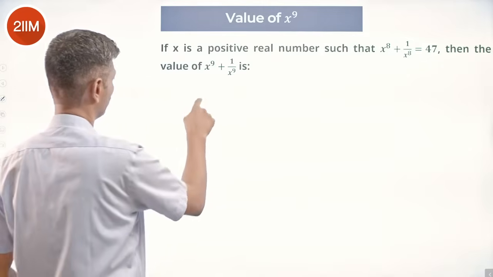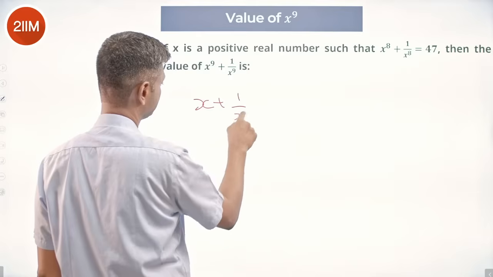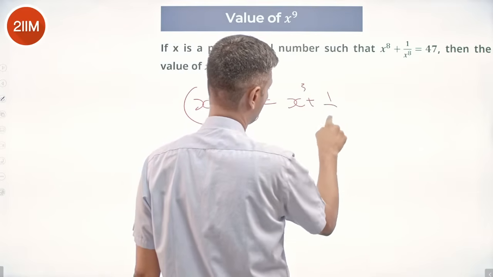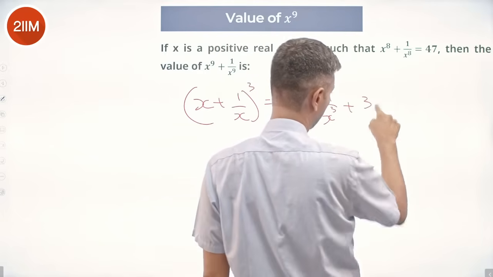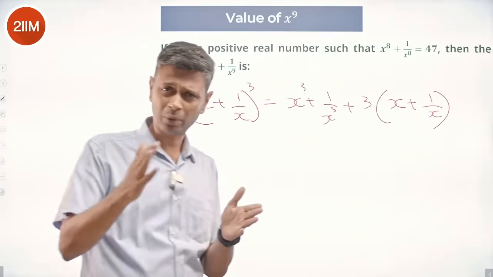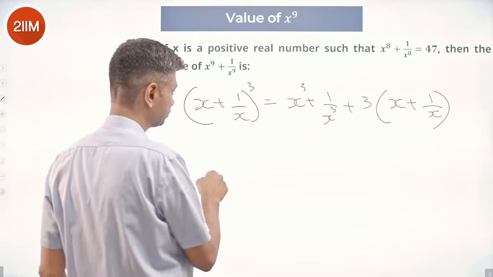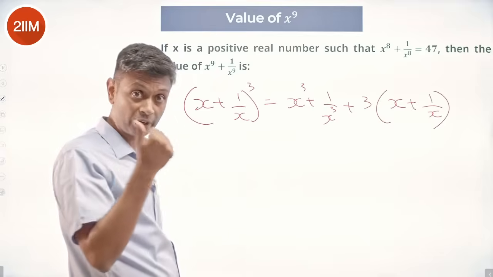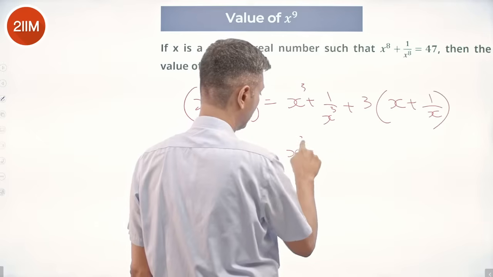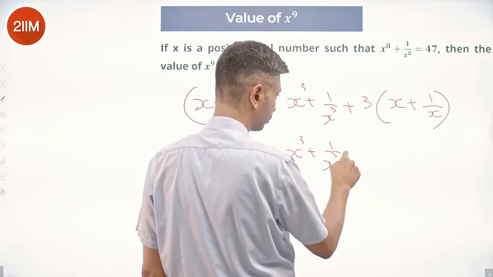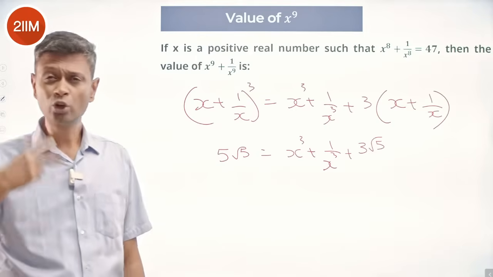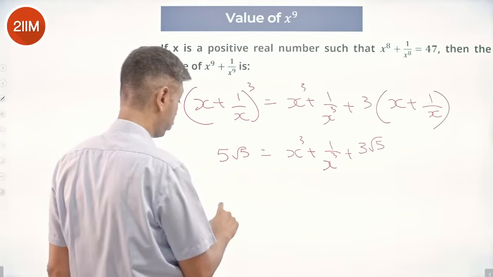Nice, beautiful. So we take (x + 1/x) whole cube, which is x^3 + 1/x^3 + 3 times x into 1/x times (x + 1/x). This is root 5, root 5 cube, root 5 into root 5 into root 5, 5 root 5, equals x^3 + 1/x^3 + 3 root 5, or x^3 + 1/x^3 is 2 root 5. Plug that back in here.